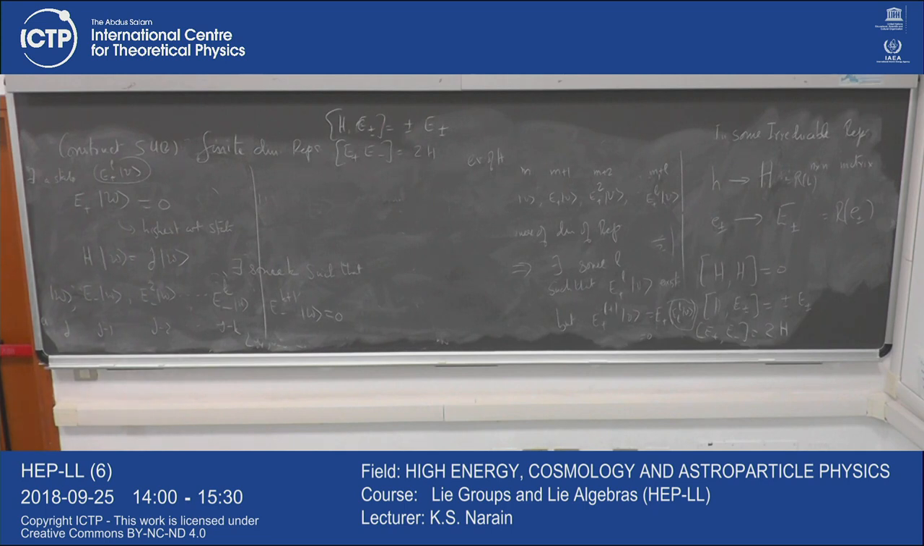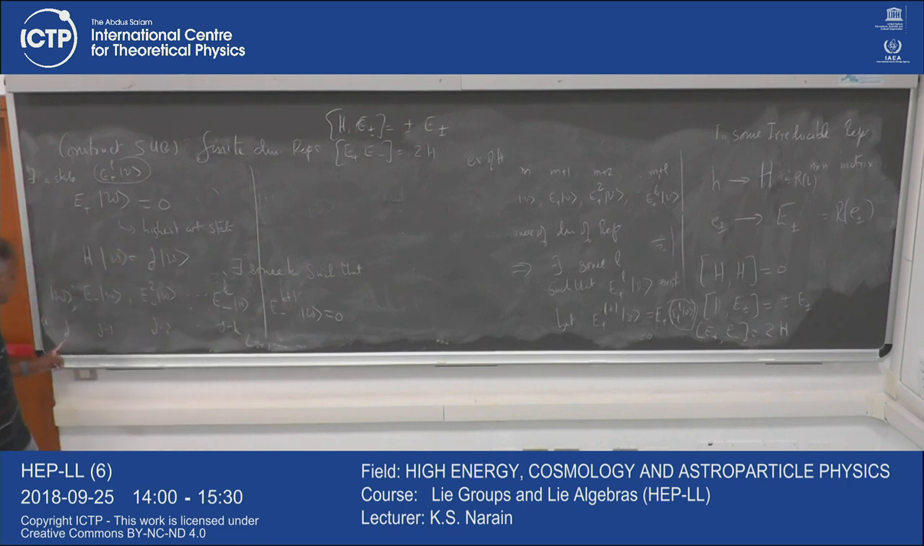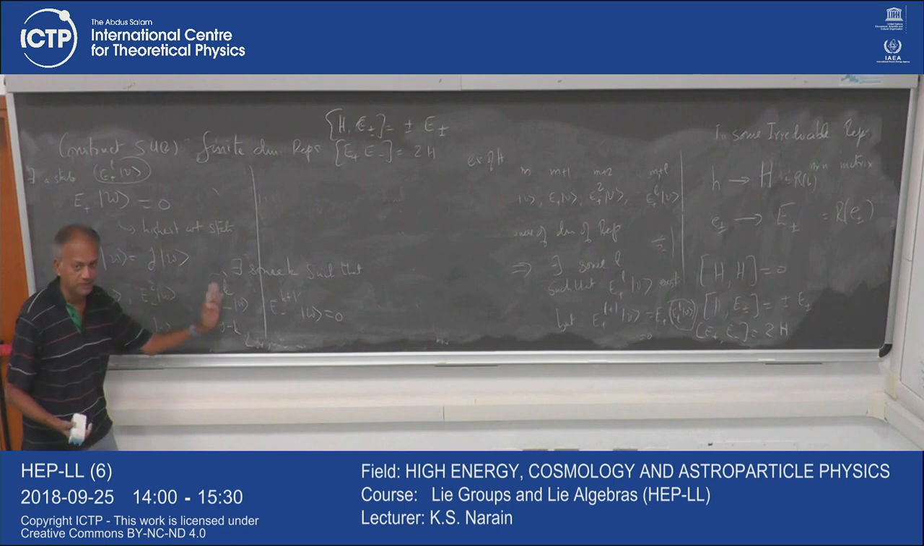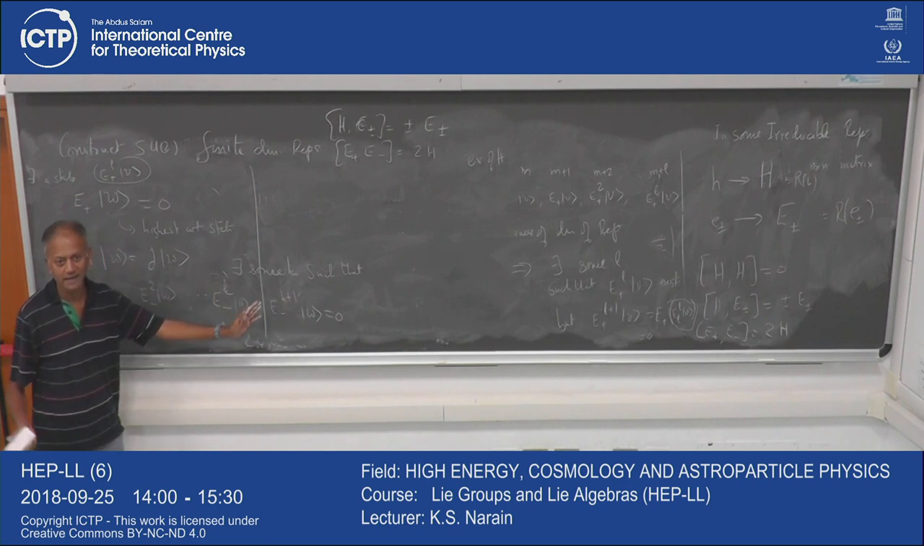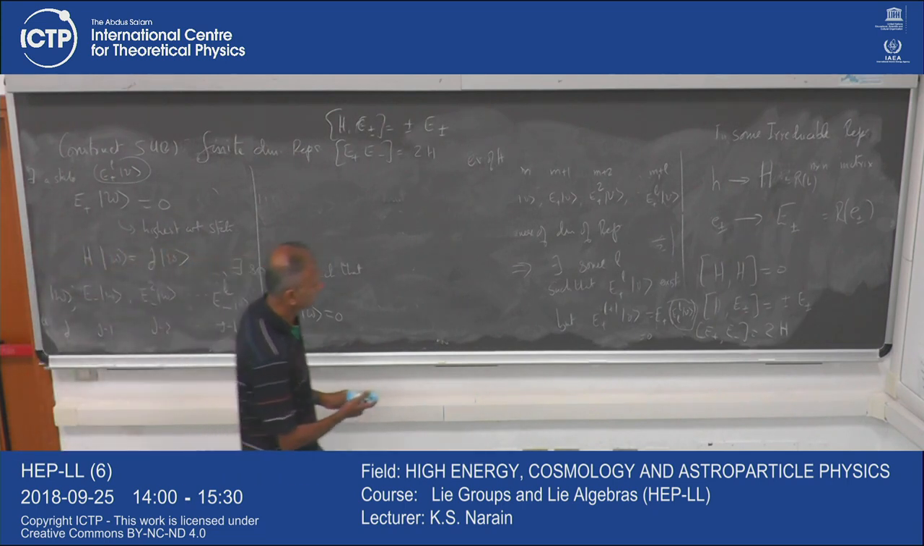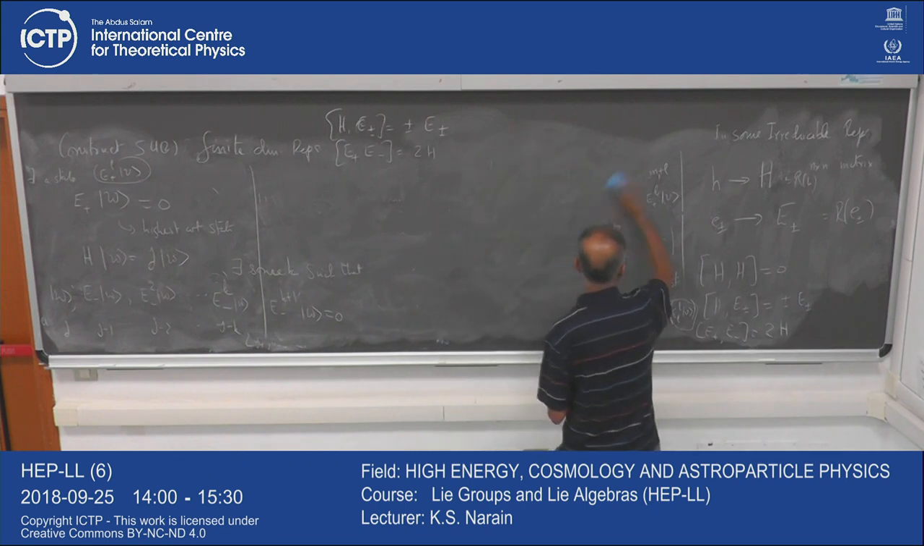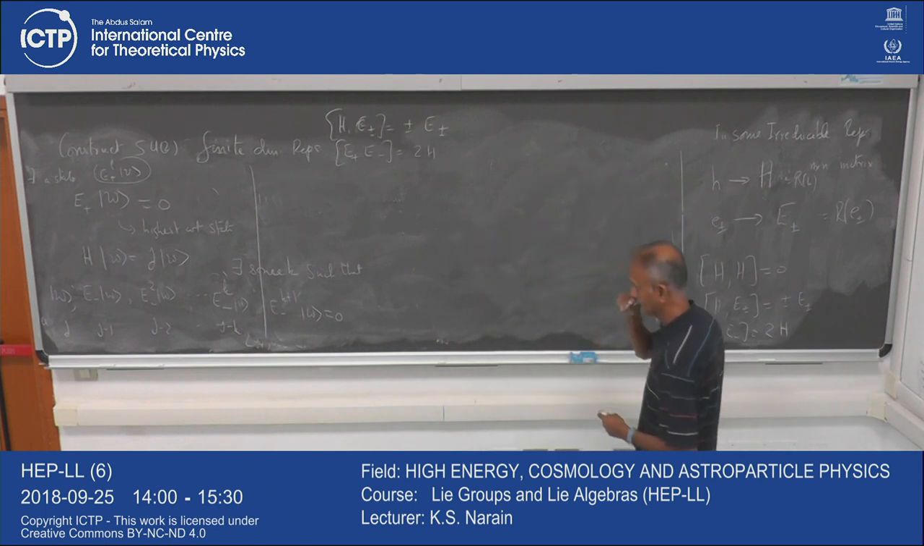Now the question is, can we find a relation between K and J? Another way to say it: if somebody tells you that the highest weight state has H quantum number J, can you say what K should be without doing this explicit calculation? For this, the only tool we have is the Lie algebra, so we have to use the Lie algebra to get this information.